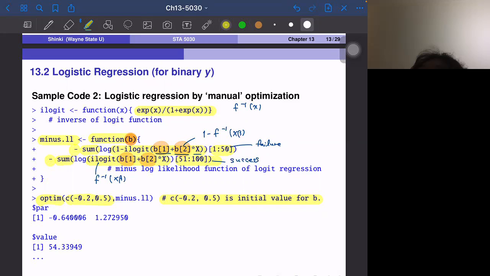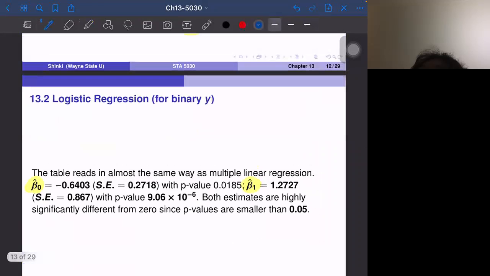Okay, so the minimum minus log likelihood is the function to minimize. This is a function whose input is the 2-dimensional vector b, so the initial value should also be a 2-dimensional vector. Then we get the parameters here. The first component is beta naught, the second one beta 1. So these are the estimates, and they are exactly the same as the previous page. Yeah, slightly different, but this is just approximation error.